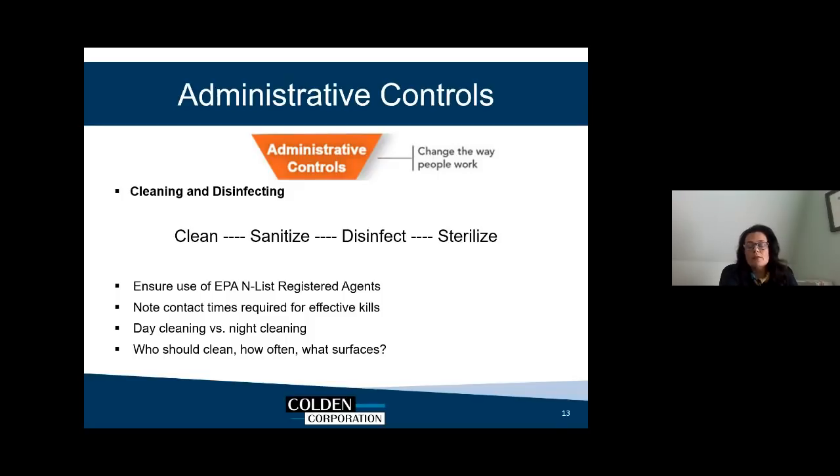As far as cleaning goes, I've got clients that are switching from night cleaning to day cleaning. There's a visibility issue, so that employees feel better about getting back to a clean space. Make sure you're reviewing your plans for who should clean, how often, and what surfaces. For high touch surfaces, we're recommending cleaning at least twice or 3 times a day. And those are all the high touch surfaces.